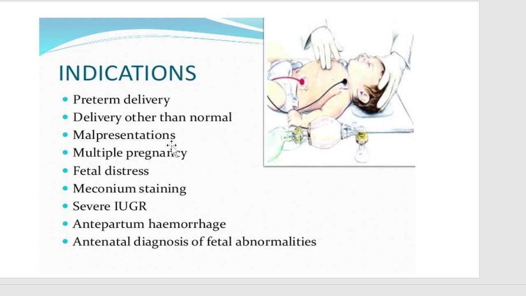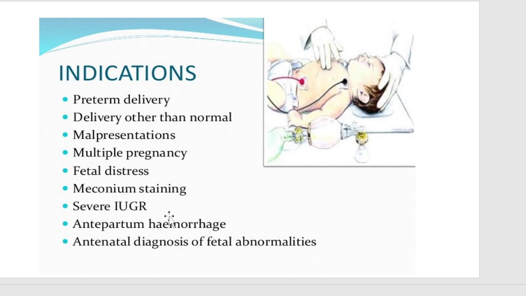Malpresentations means presentations other than normal, like face presentation, shoulder presentation, breech presentation, then footling presentation. In those cases also the child may be born with difficulties, so neonatal resuscitation is required. Then multiple pregnancy, which we call twin pregnancy or triplets or quadruplets. And fetal distress, maybe from prolonged labor time, where the mother has difficulty delivering the baby for more than 18 to 24 hours.